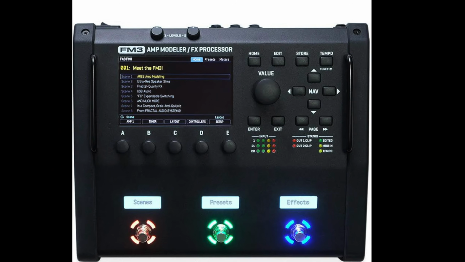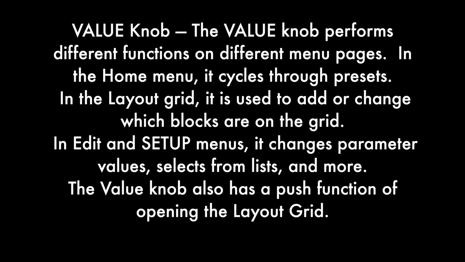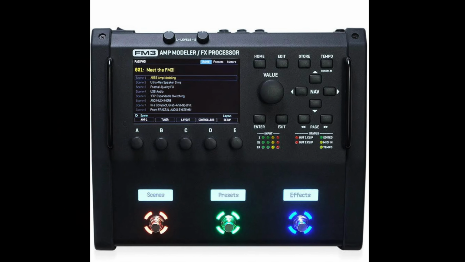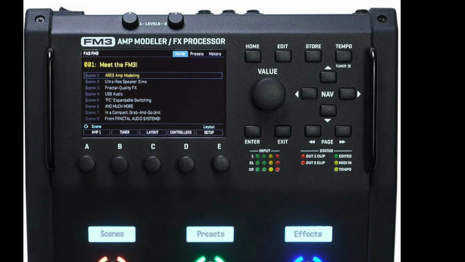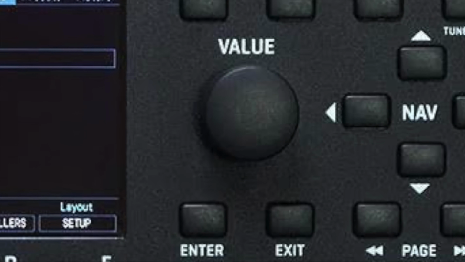The next row has the value knob and the nav buttons. The manual says this: value knob. The value knob performs different functions on different menu pages. In the home menu, it cycles through presets. In the layout grid, it is used to add or change which blocks are on the grid. In edit and setup menus, it changes parameter values, selects from lists, and more. The value knob also has a push function of opening the layout grid. So the value knob has multiple functions, which is why I didn't include it when I said the buttons all have one function. The value knob is more like the A through E knobs.